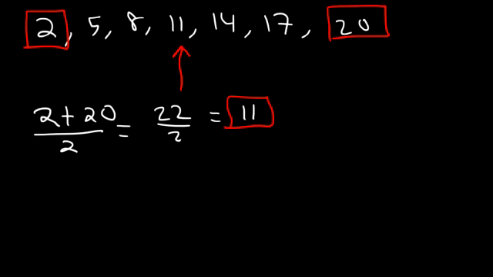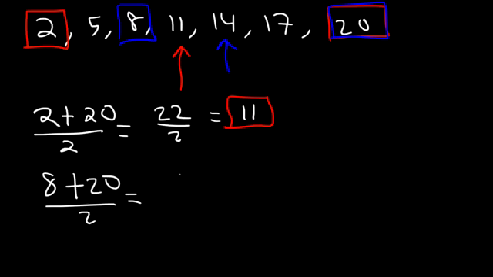Now let's say we want to calculate the arithmetic mean between 8 and 20. The number that's right in between 8 and 20 is 14. So that's what we should get. If we average 8 and 20, if we add them up and divide by 2, that's 28 over 2. That's equal to 14.